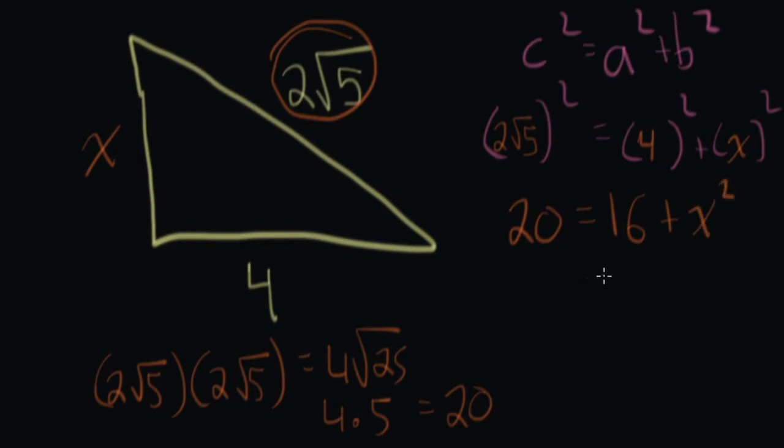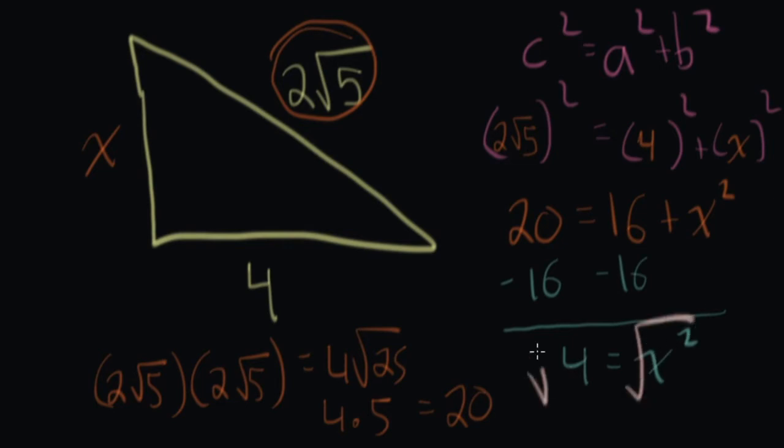I'm going to subtract 16 from both sides, and that will leave me with 4 equaling x squared. Now, of course, we're going to solve for x, not x squared, so I need to take the square roots. If I take the square roots, that would leave me with 2 equaling x.